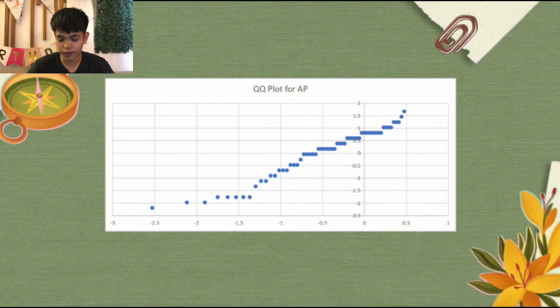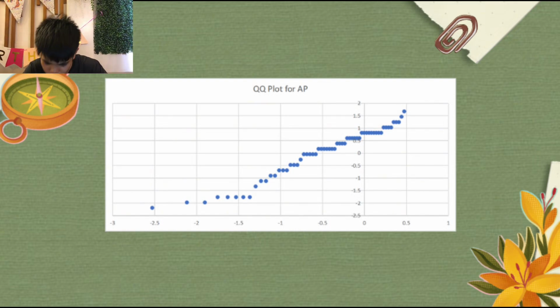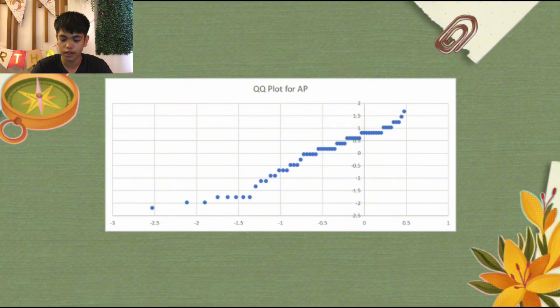The QQ plot for AP suggests that the dataset does not perfectly follow a normal distribution, while the middle portion of the data roughly aligns with the theoretical normal line. Both the lower and upper tails deviate significantly.